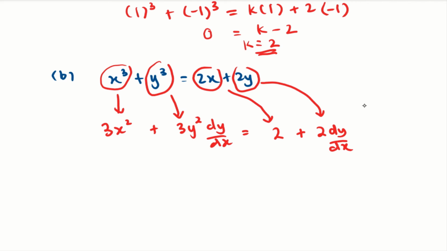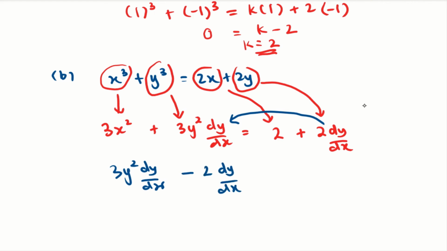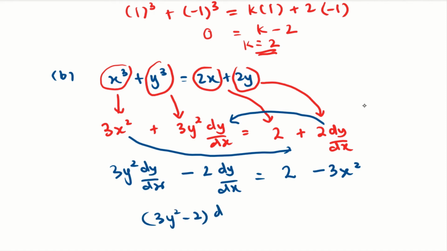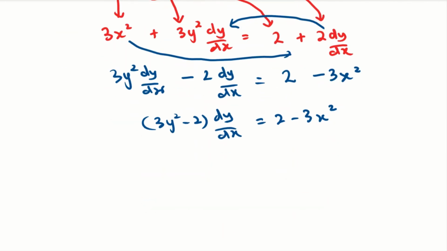So then kalau nak senangkan awak susun supaya yang sebelah kiri kita letak yang dy dx. So jadi 3y square dy dx ini kita kekalkan, and then kita pindah 2 dy dx is minus 2 dy dx equals to 2. And then kita pindah ke sini, we get minus 3x square. So then 3y square minus 2 dy dx equals to 2 minus 3x square. Okay. Then kita boleh differentiate lagi sekali.